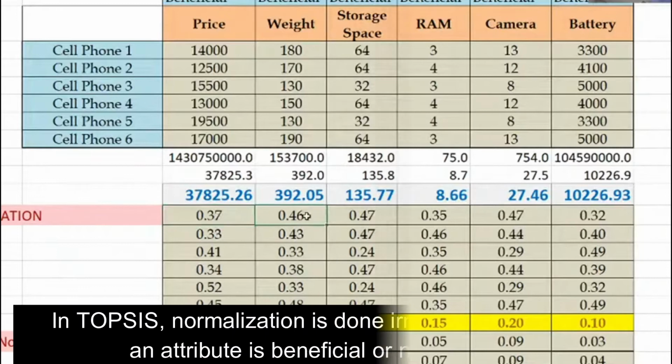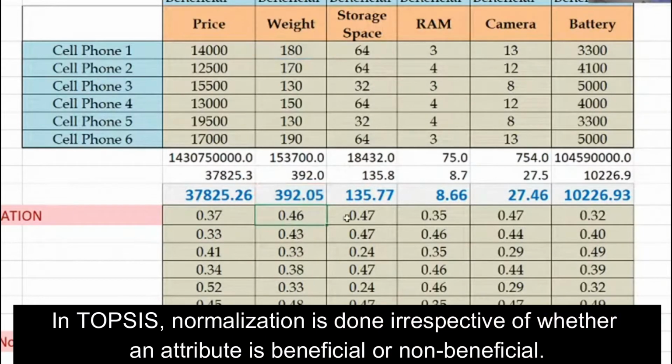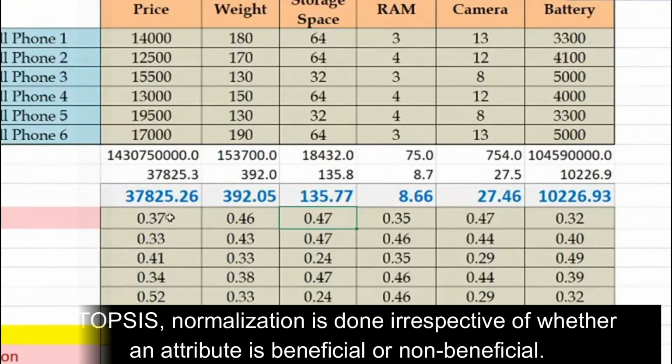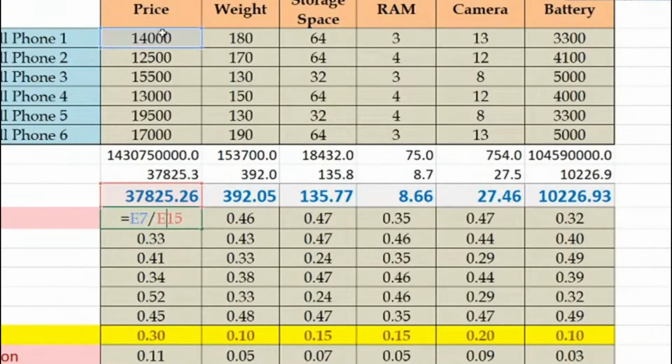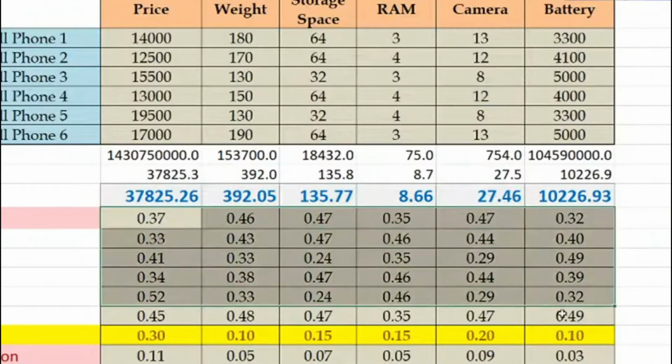For the second attribute also the same formula is applied. Now in this case, while going for normalization, we need not consider which is beneficial and which is non-beneficial. Here we simply go on dividing each cell by this square root value. Even for a beneficial attribute, let us say camera, if you see this 0.44 value, it is 12 divided by 27.46. So this is the way we first of all normalize all the values.